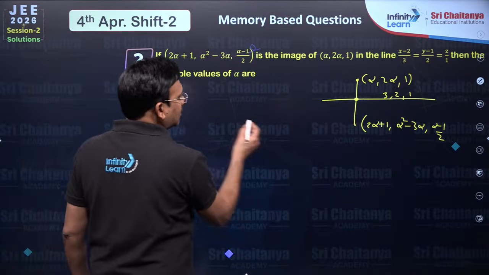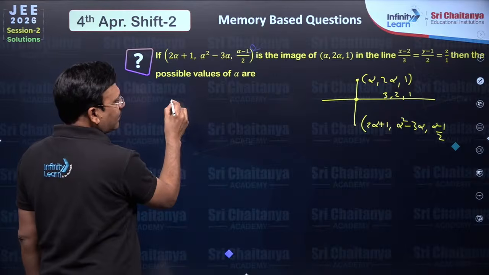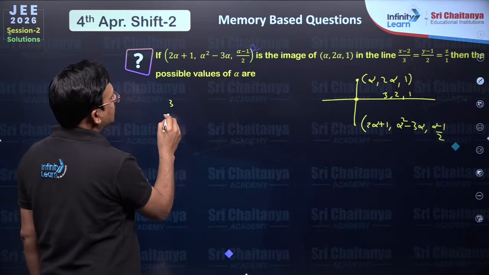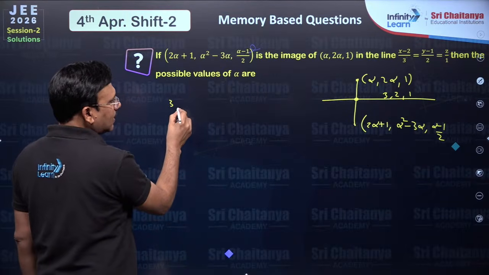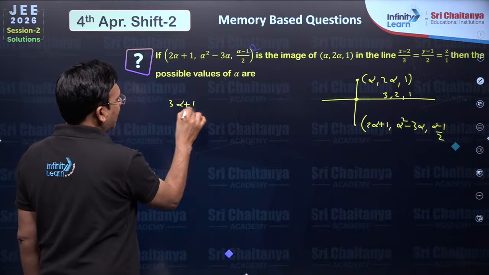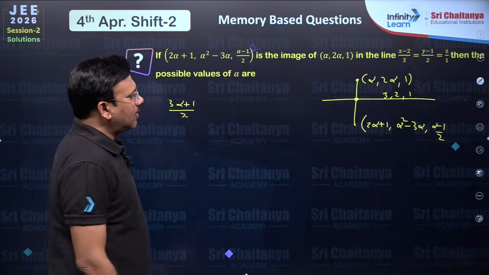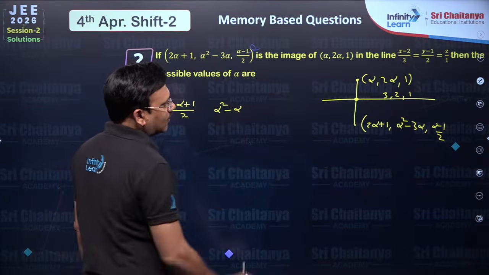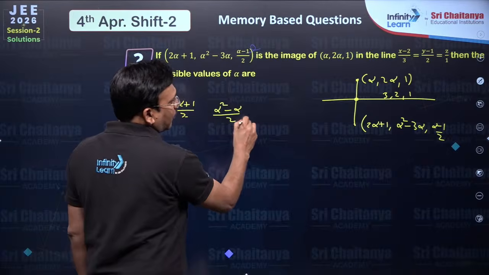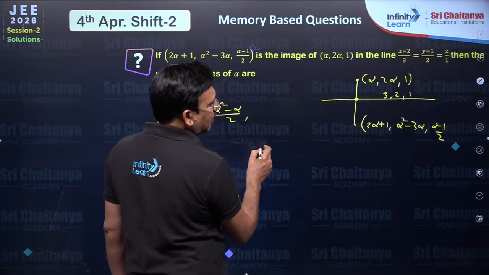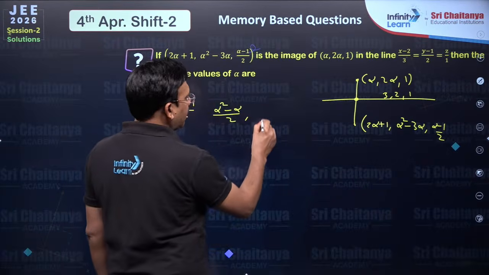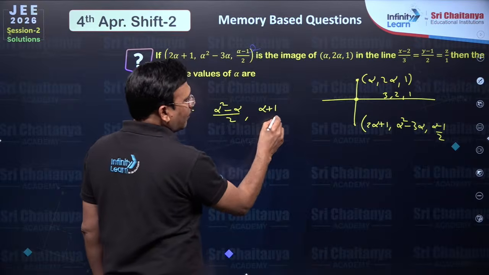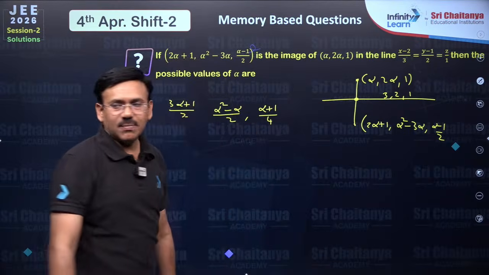Just find the midpoints, that is 2 alpha plus 1 plus alpha, which is 3 alpha plus 1 by 2 is the midpoint, and here the sum is alpha square minus alpha by 2 is the midpoint, and this is going to be alpha minus 1 plus 1 by 2, that is alpha plus 1 by 2 by 2, by 4, this is the midpoint.